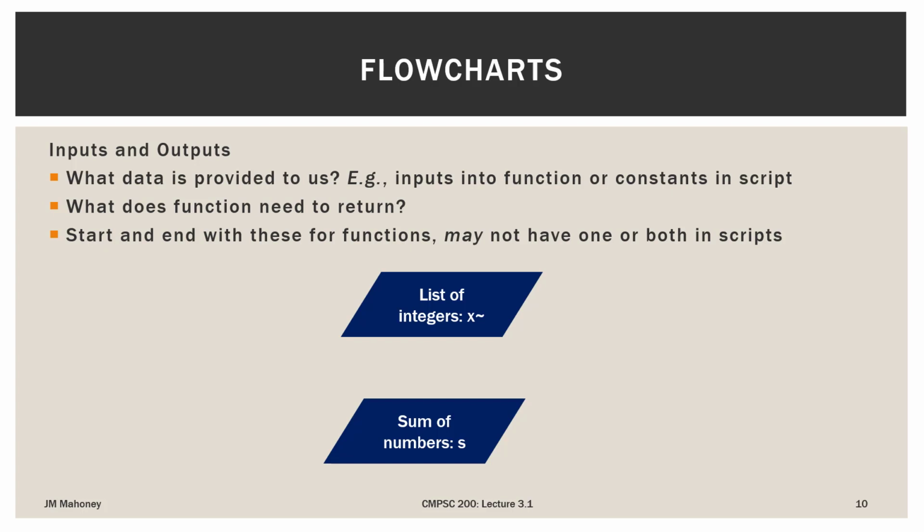And if we have a script file, maybe we are going to be saving some variable at the end. Maybe we're saving it to a CSV file. Maybe we're saving it to a mat file. Then we could have one of these parallelograms at the end of a script file. But again, in a function, almost always these are both going to be there, and sometimes in a script. And they're going to typically be at the very top and the very bottom of your flow.